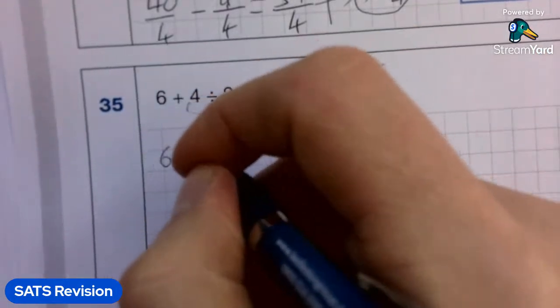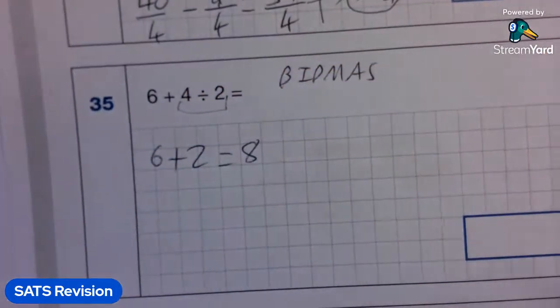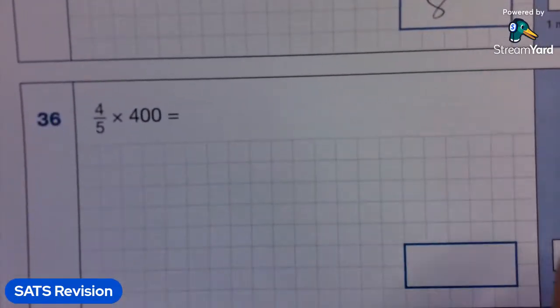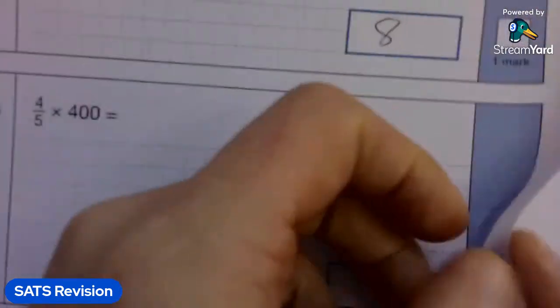So that'll be 6. 4 divided by 2 is 2. 6 plus 2 is 8. That's why that question's there. It's testing. Do you know that one? Right. Last question, I think. This is, I'm sure, the last one.